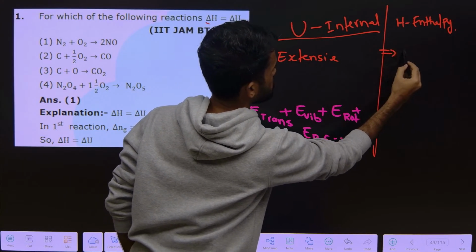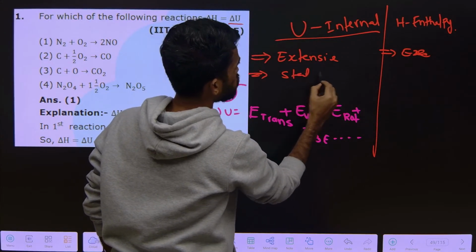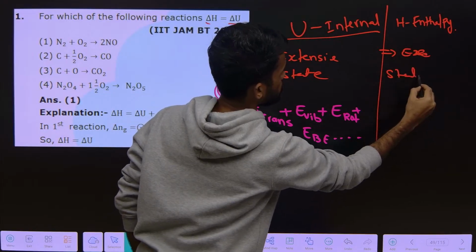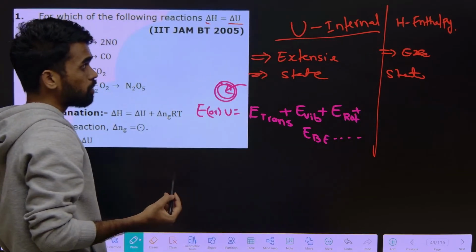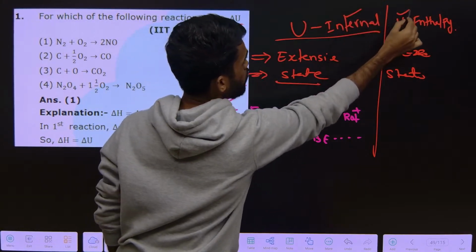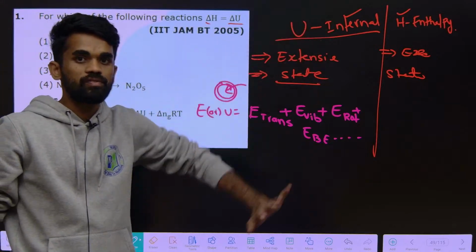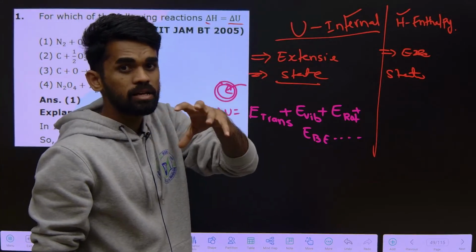This is also an extensive property, and it is also a state function. Both of them are state functions only. And for a state function operating in a cyclic process, what happens? The change will be 0. Internal energy change will be 0. Enthalpy change also 0 if it is operating in a cyclic process.